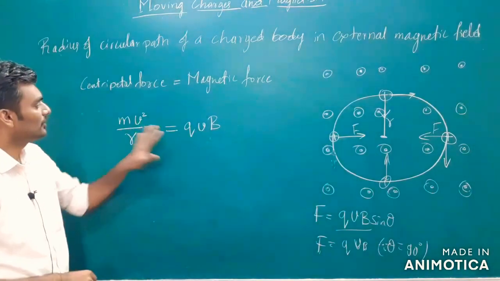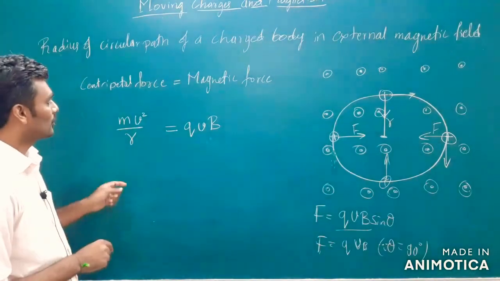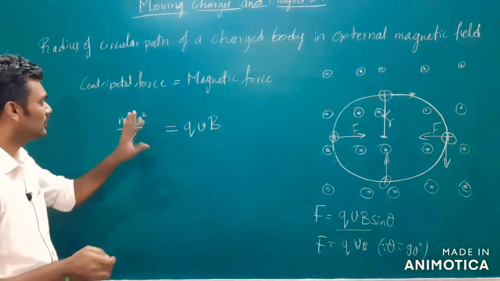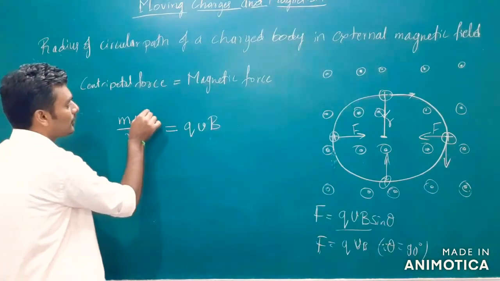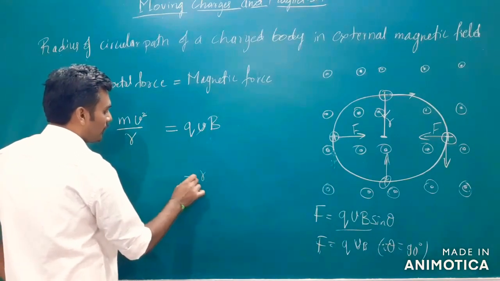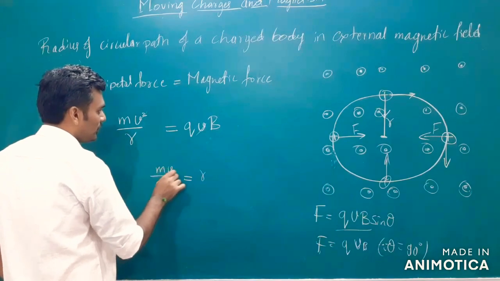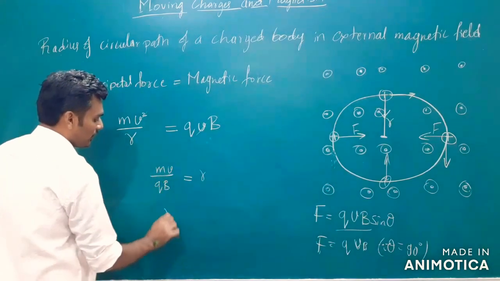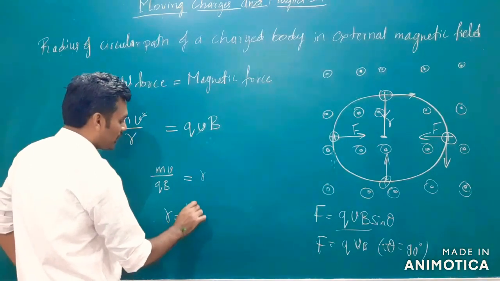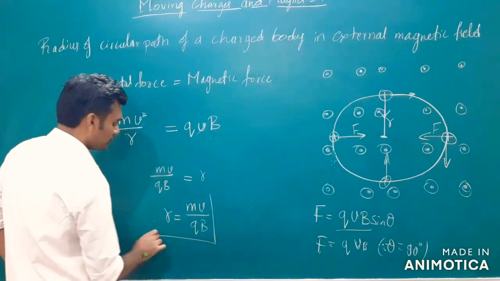Now these two must be equal in order to keep the body in the circular path, and what we are interested in is this value r. That's it, the expression is done, very simple. One of the v gets cancelled, and r becomes equal to mv by qB. So the expression for the radius of the circular path is mv by qB.